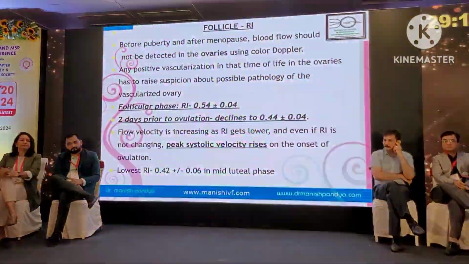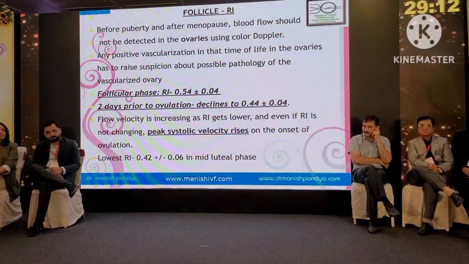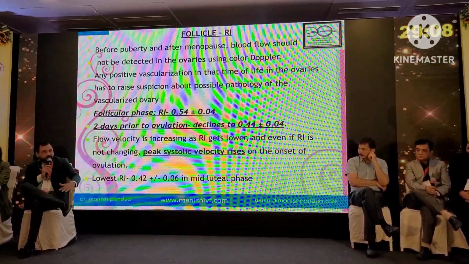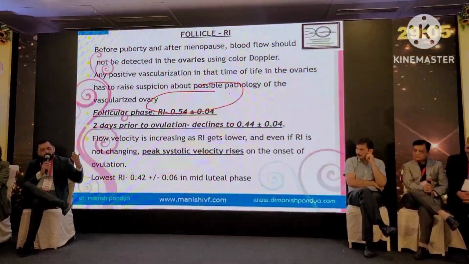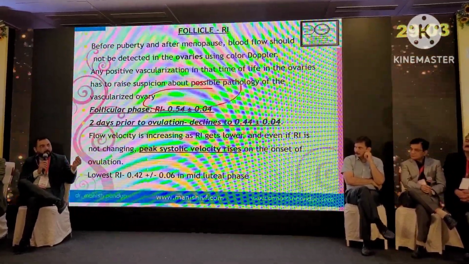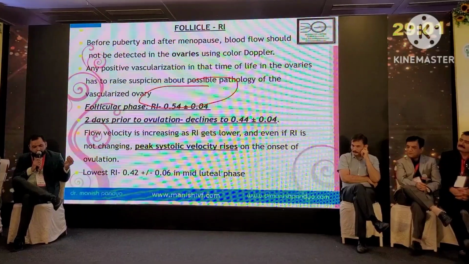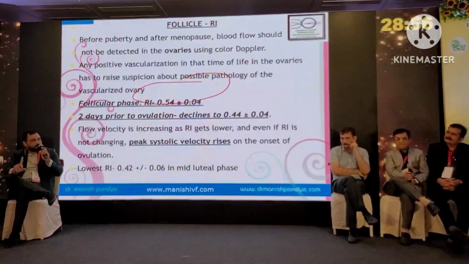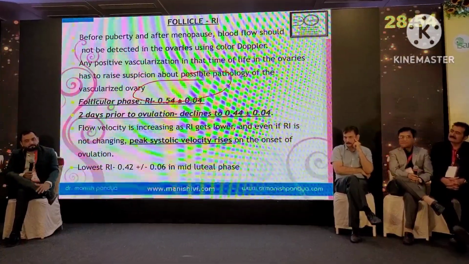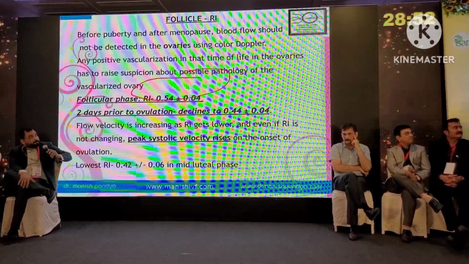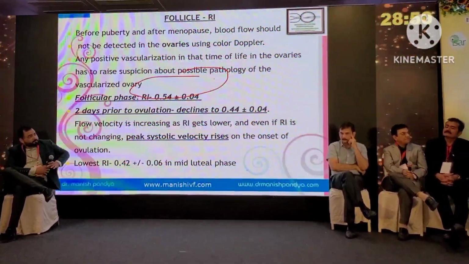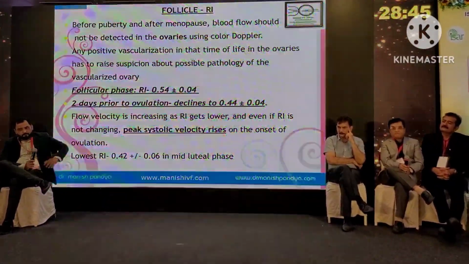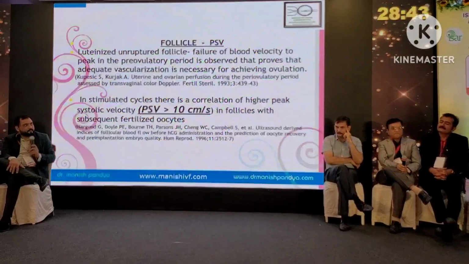Fantastic. What about the follicular RI? Follicular RI is the same as this. If follicular RI is around 0.5 to 0.45, it is good for conception. Sir, would you like to add something? No, he is right. This is the correct range for the follicular phase that has been mentioned. I think there is good agreement on this. Anybody else would like to differ, you are welcome.